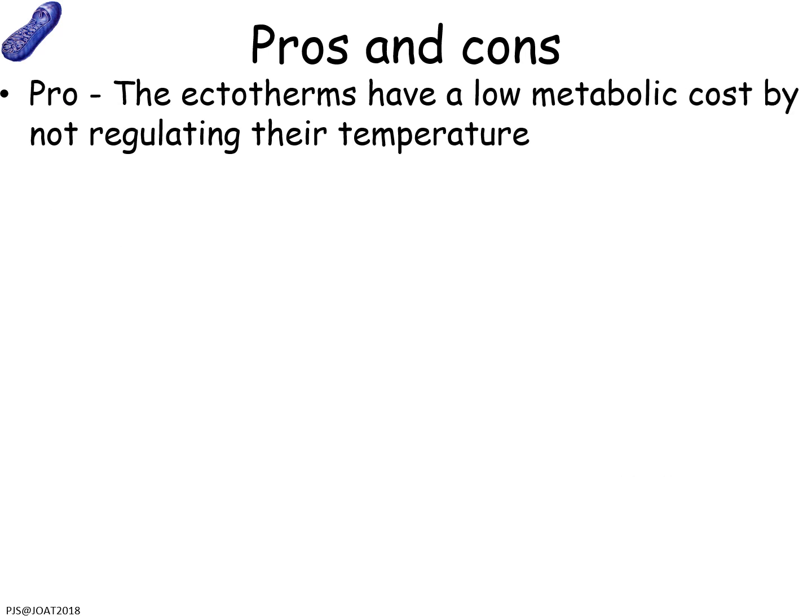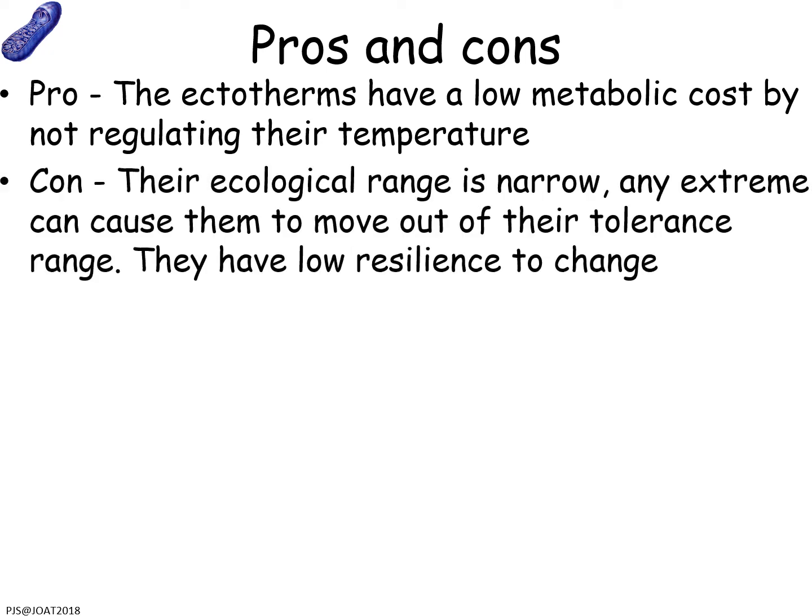Pros about this, and this is a really important one: if you have a low metabolic cost, that means you don't have to eat as much. Con of that, narrow ecological range, because any extreme is going to move them out of their tolerance, so they don't have a high resilience to change.